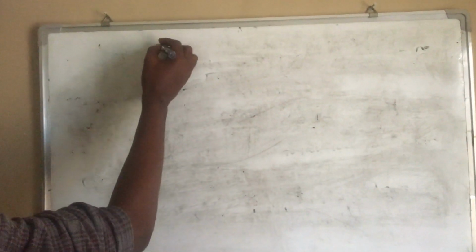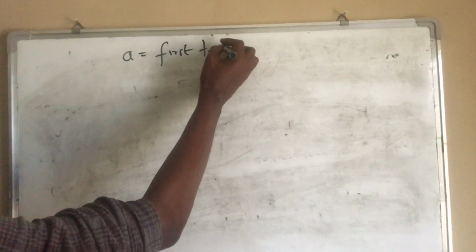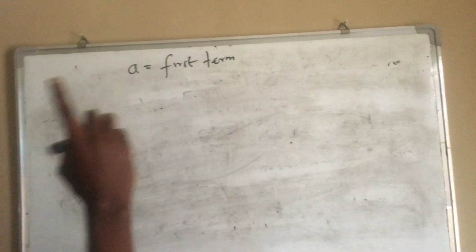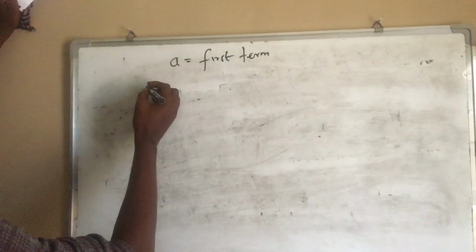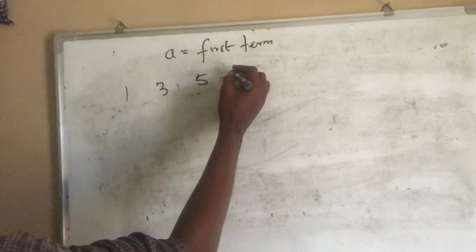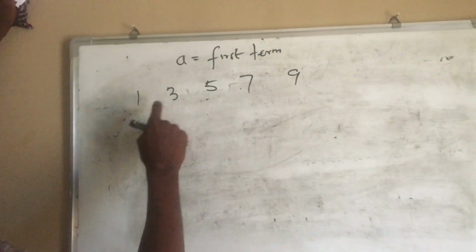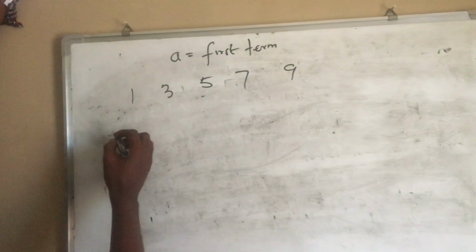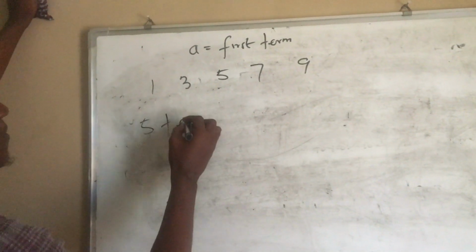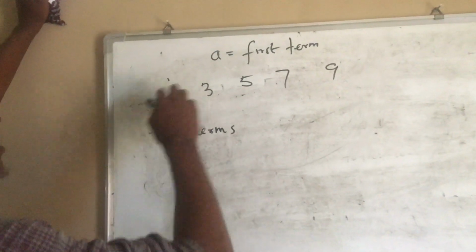Now, in an AP, the first thing that we need to know, we have a letter A, and that letter A we call the first term. That means if you have a sequence, 1, 3, 5, 7, 9, this sequence has 1, 2, 3, 4, 5 terms. We call it 5 terms.